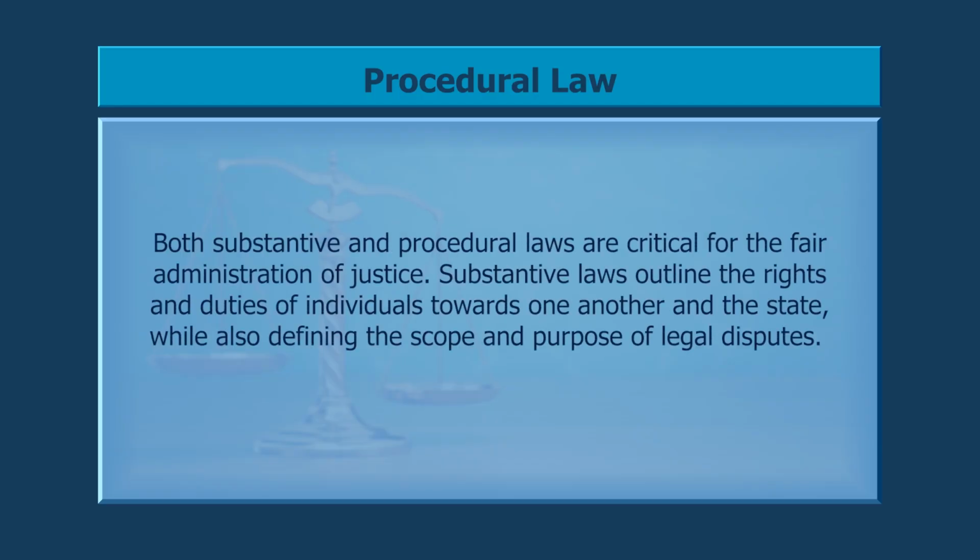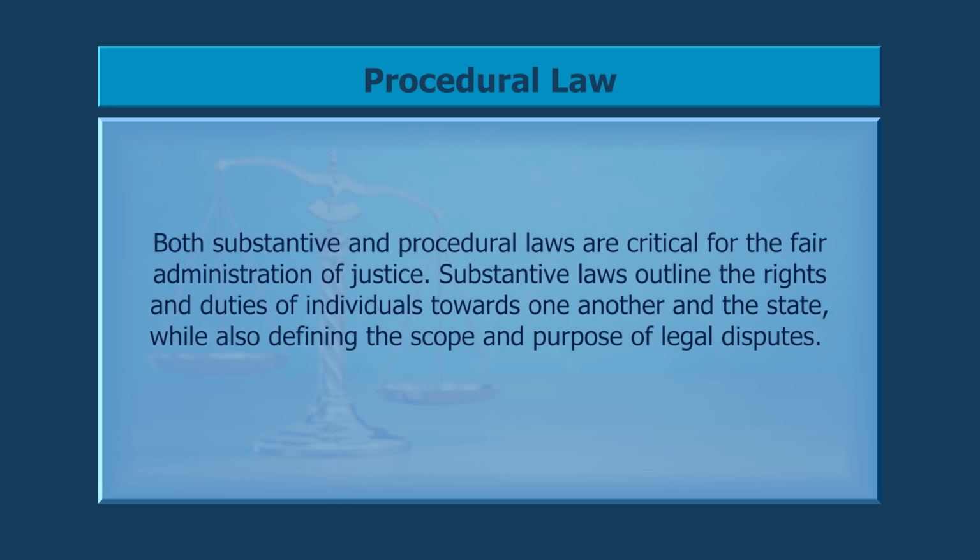The Criminal Procedure Code 1973, now replaced by the BNSS, dictates the procedures for handling criminal cases in India. The goal of judicial proceedings is to uncover the truth using available evidence to determine the guilt or innocence of the parties involved. Both substantive and procedural laws are critical for the fair administration of justice.